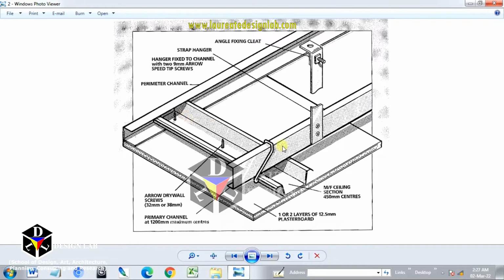Furring channels are tied to the C channels through this clip, and the whole system which is shown here, the framework and the sheathing material, goes to the hangers. Now these hangers are further connected to the cleat angle, and this cleat angle goes to the soffit of the structural slab.